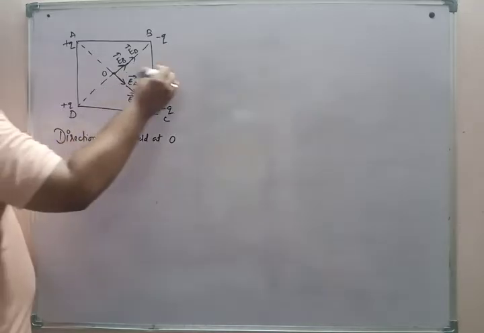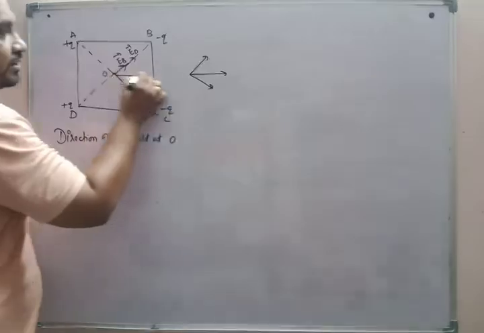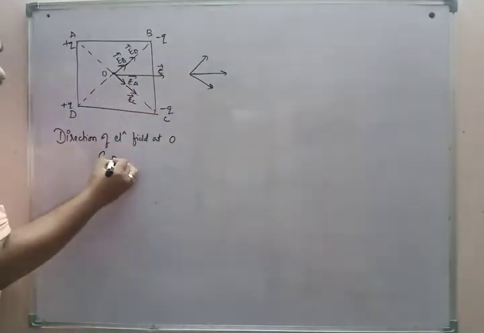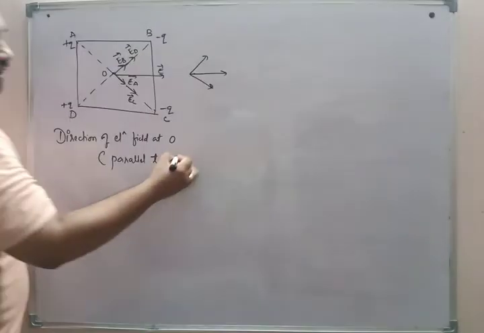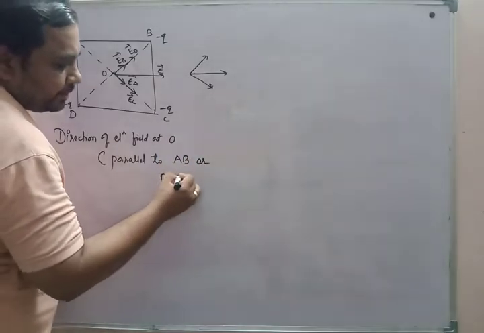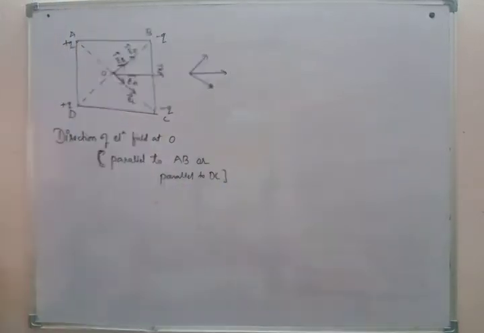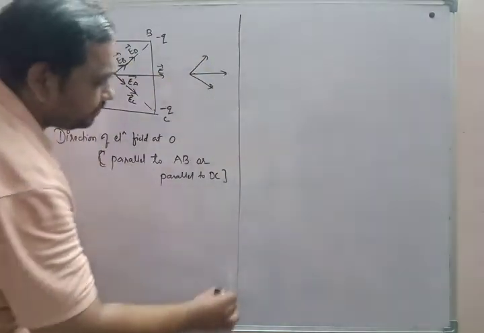So now there are two vectors like this, and the resultant of these two will go over here. So in this case, this is the direction of the net electric field. One can easily say that it is parallel to AB and parallel to DC. This is how I can find the direction of the resultant electric field. This kind of question may also come in the exam in the form of an MCQ, asking what is the direction of the electric field at a given point.